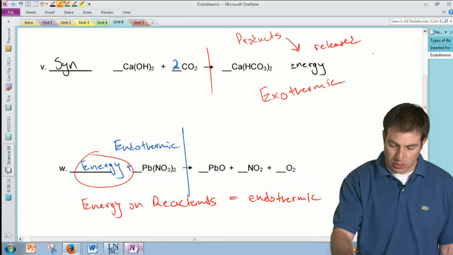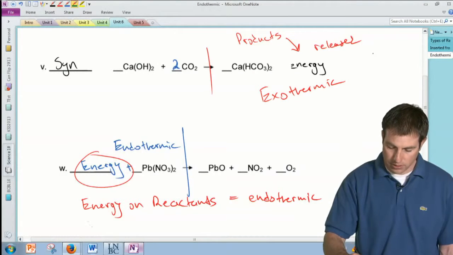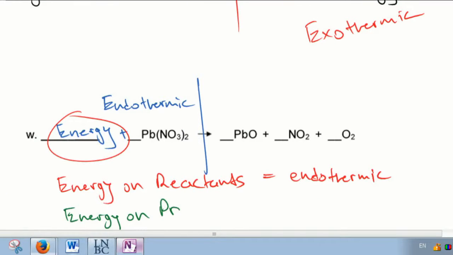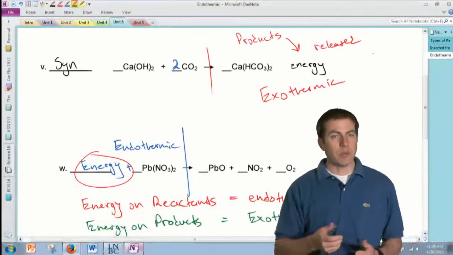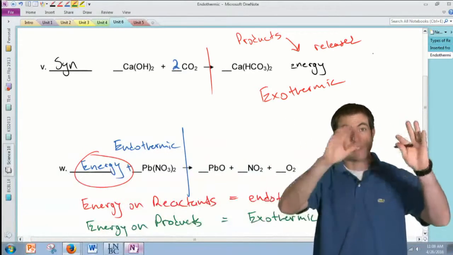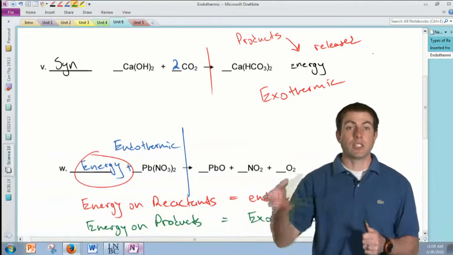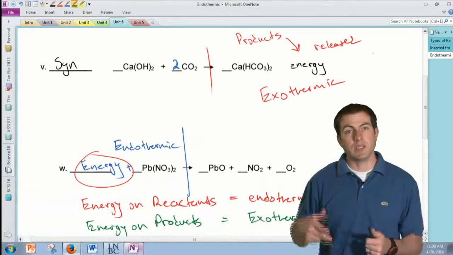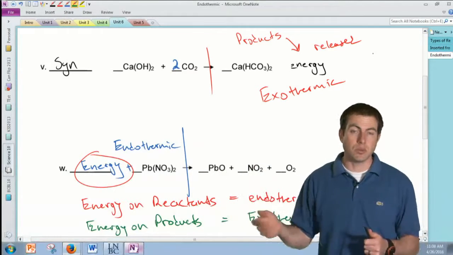If you have energy on your product side, that is exothermic. Another way we can describe these types of things is, you remember when I did the elephant's toothpaste and all the bubbles came up and I'm like, oh, you guys can see the steam, it's really hot. Well, the reaction proceeded, it got hotter, so that means it was an exothermic reaction, energy was released.